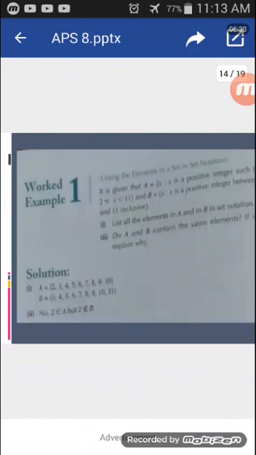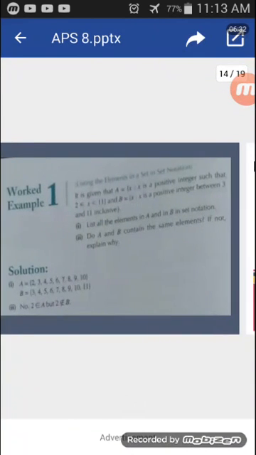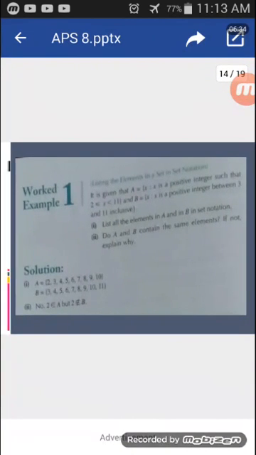Worked example 1 is, it is given that A is equal to X such that X is a positive integer such that X is greater than or equal to 2. This symbol is greater than or equal to 2 and X is only less than 11, not 11 is included. And B is equal to X such that X is a positive integer between 3 and 11, inclusive. Inclusive means 3 and 11 are included.